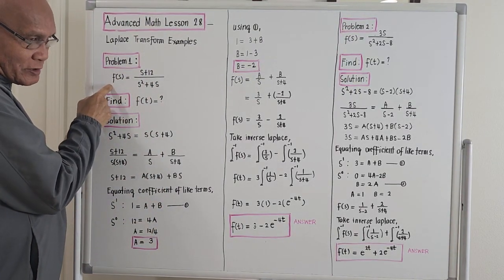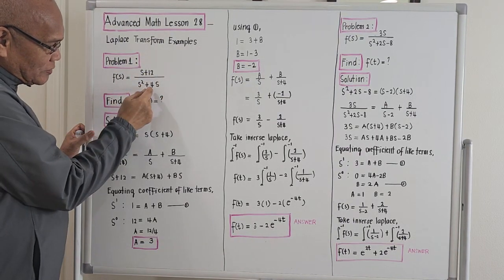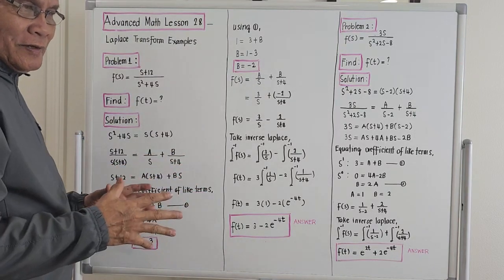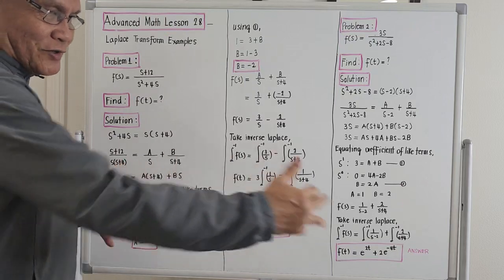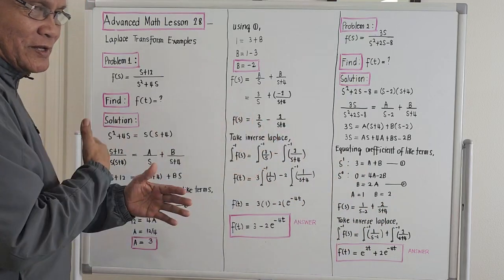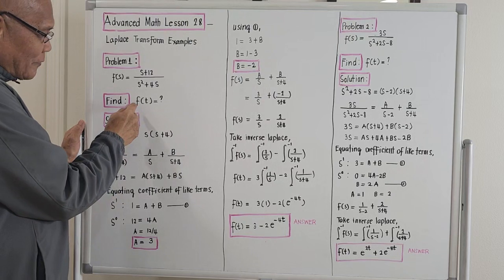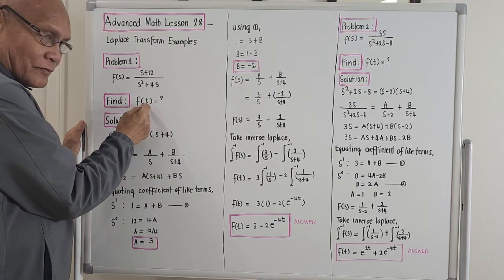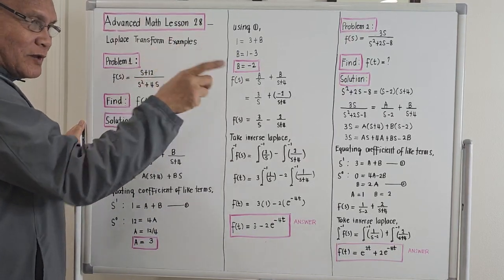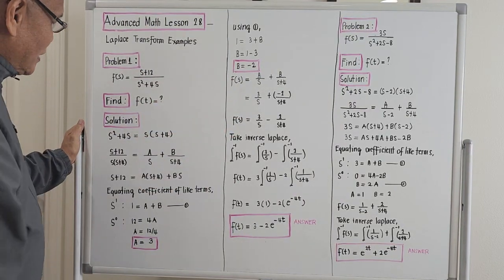Function of s, small letter f, equal to s plus 12 all over s squared plus 4s. For Laplace transformation, the right hand side is actually as a function of s, instead of as a function of t. And the left hand side is actually as a function of s. And the problem is asking what will be function of time equal to. We are given the function of s, and the problem is asking for a function of time. Okay, let's proceed with the solution.